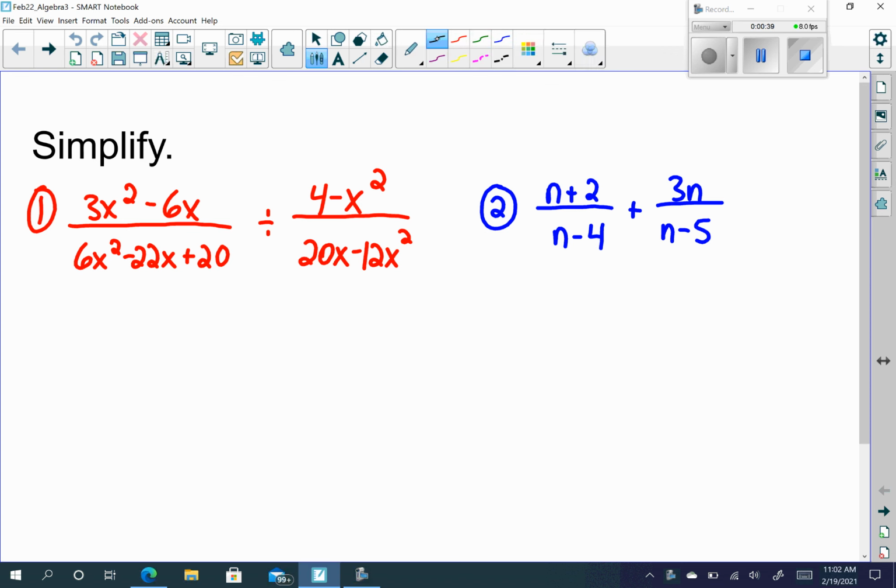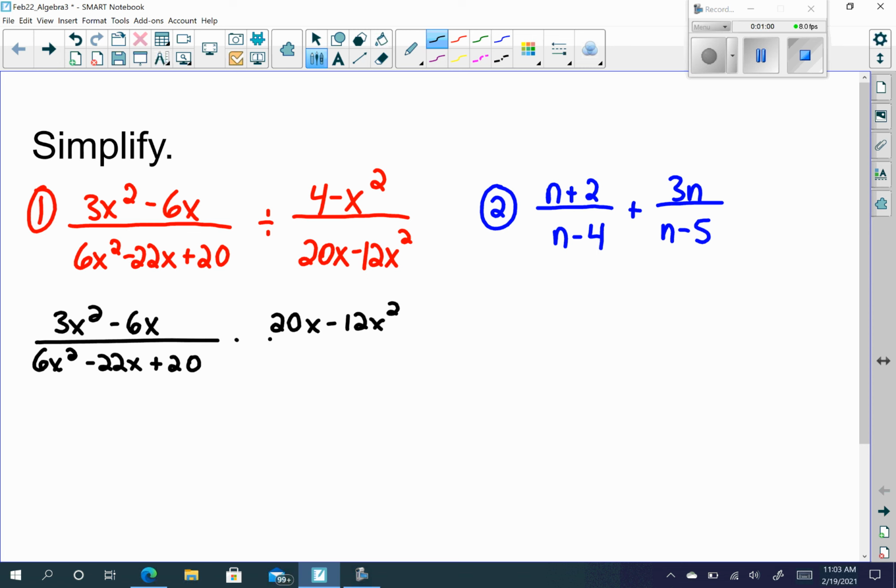All right, so for number 1, anytime we divide fractions, rational expressions here, we want to first rewrite it. We want to multiply the first fraction by the reciprocal of the second. So the times, and then now up top I'll have 20x minus 12x squared all over 4 minus x squared. Now I factor, I don't have to state restrictions, and then I cross out.